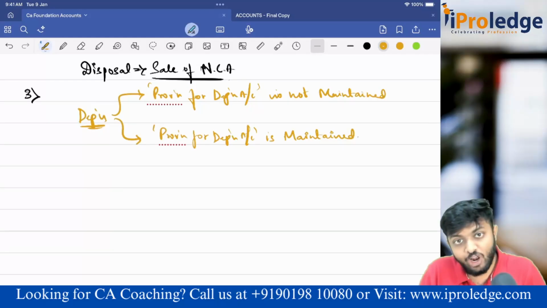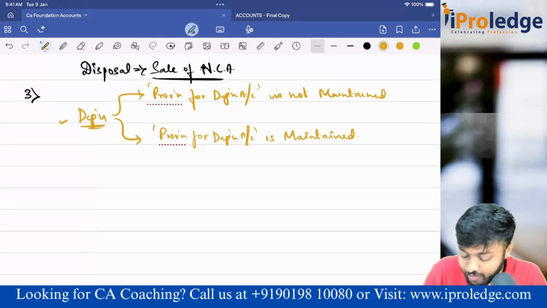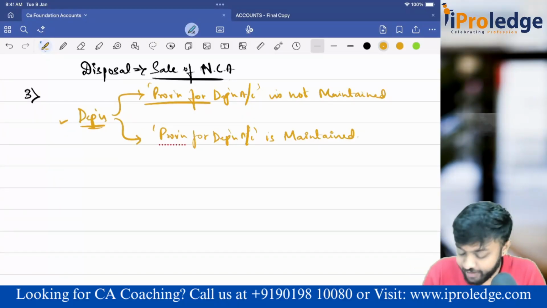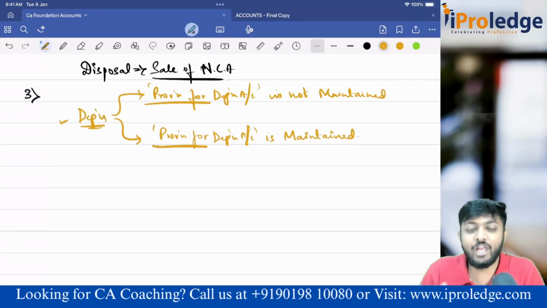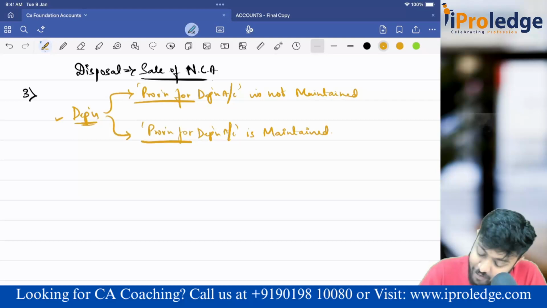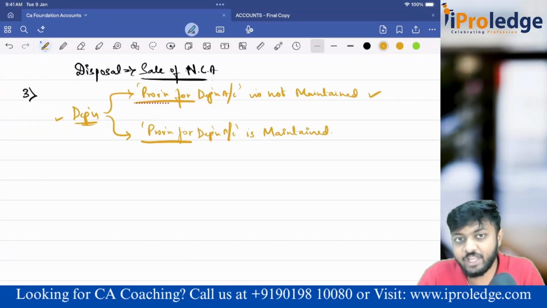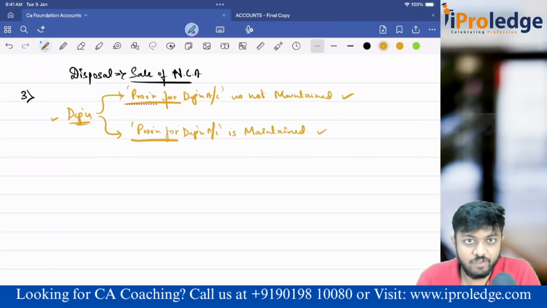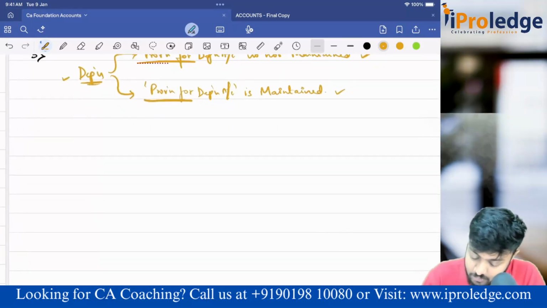Now your sale of NCA accounting also differs based on what depreciation accounting you have followed. If you have followed this one, the sale of NCA accounting will be a little different. If you have followed this method for depreciation, then the sale of NCA accounting will be a little different. Now the first question you have to ask is, am I giving depreciation via this accounting or this accounting? So that you have to answer first. First take an answer. Next.